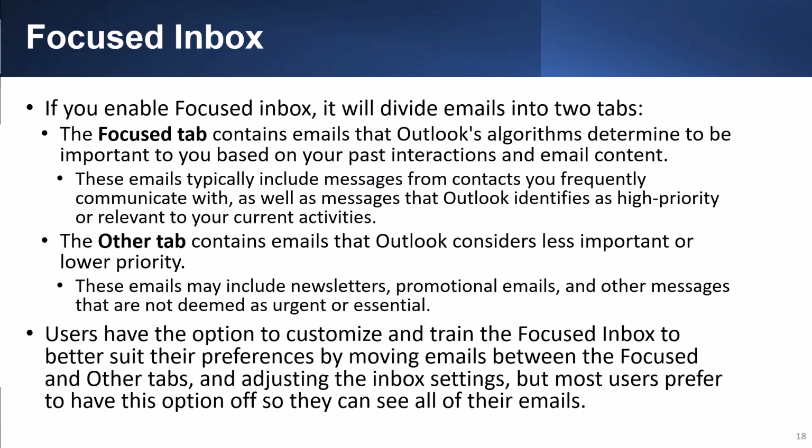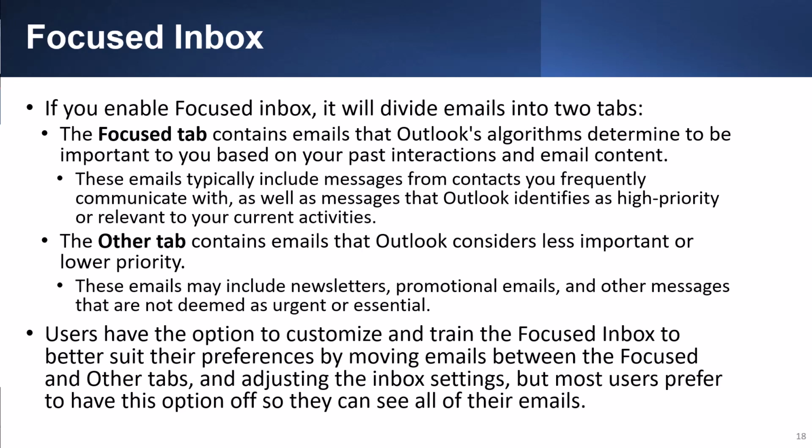If you enable Focused Inbox, it will divide emails into two tabs. The Focused tab contains emails that Outlook algorithms determine to be important to you based on your past interactions and email content. These emails typically include messages from contacts you frequently communicate with, as well as messages that Outlook identifies as high priority or relevant to your current activities. The Other tab contains emails that Outlook considers less important or lower priority. These emails may include newsletters, promotional emails, and other messages that are not deemed as urgent or essential.